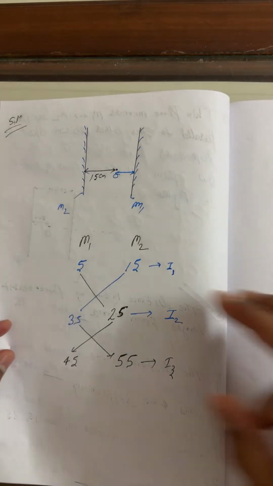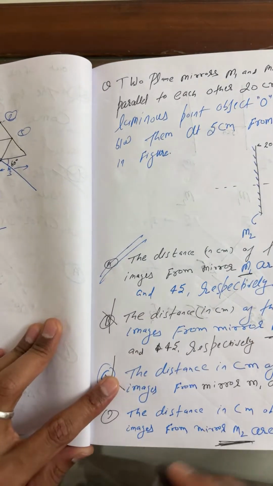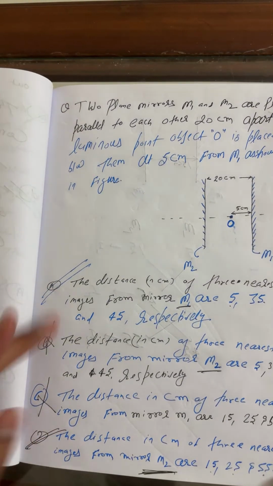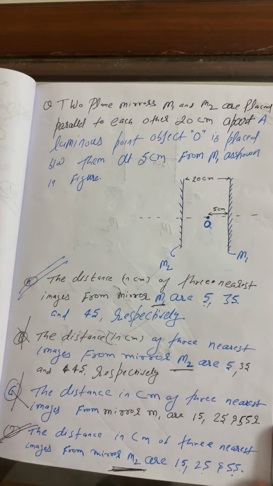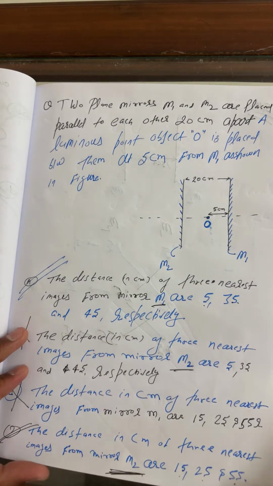Okay, so have a look here. 15, 25, 55. So what can you say? Very good. Okay, so what answer is correct for this question? Options A and D. What answer is correct, students, for this question? Options first and D. This is a multiple correct question here.